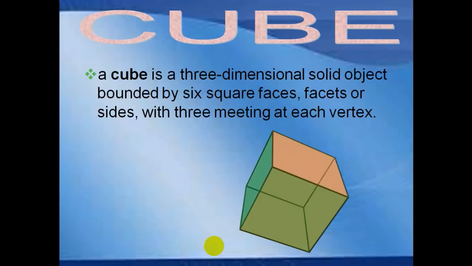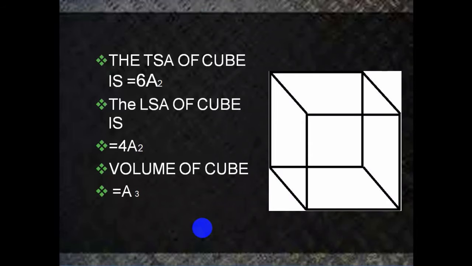Now, cube. A cube is a three-dimensional solid object bounded by six square faces or sides, with three meeting at each vertex. This is the cubic shape you see over here in this figure. So the total surface area of a cube is 6 multiplied by a squared. The lateral surface area of a cube is 4 multiplied by a squared. Volume of a cube is a cubed.